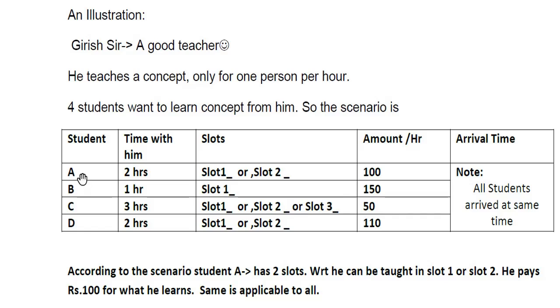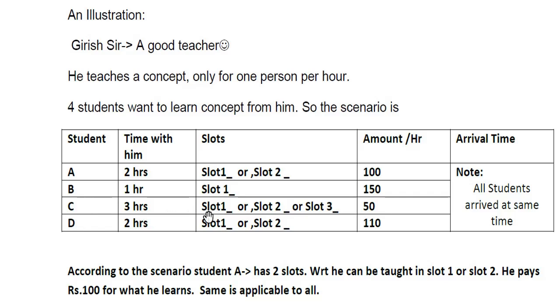slots. For example, student A can learn the topic in 2 hours. That means he has slot 1 or slot 2. He can take the training from me in slot 1 or slot 2, and if he learns anything from me, he is going to pay me 100 rupees. B has only 1 hour. Later he has a train to catch, and he cannot spend more than 1 hour, and if he learns anything from me, he is going to pay me 150 rupees.